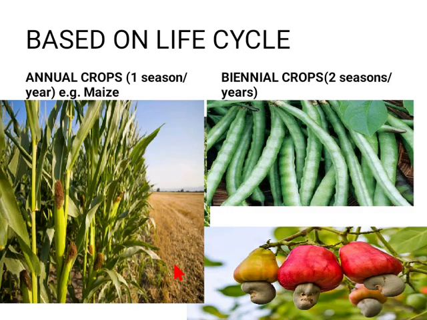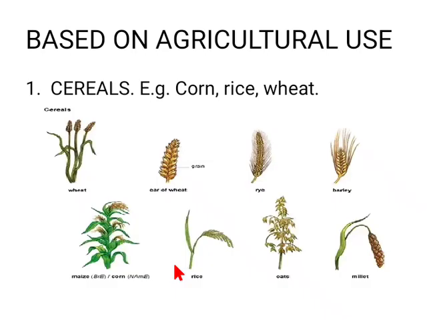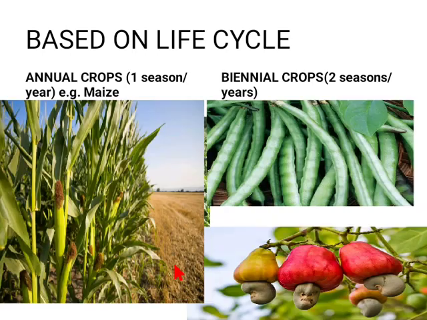So you come now to classification based on life cycle, or lifespan. We have three classifications based on life cycle. We can classify plants into annual crops, biennial crops, and perennial crops. Perennial is represented with cashew. You can see cashew nuts, cashew fruit here. And then we have biennial crops, like in the case of cowpea, and we have annual crops in the case of corn.